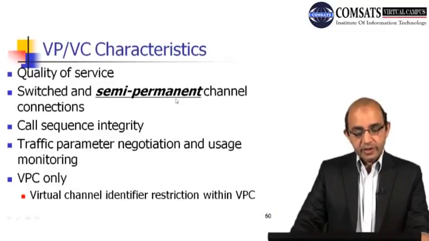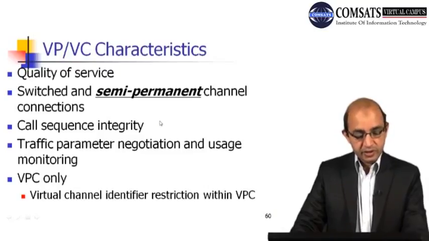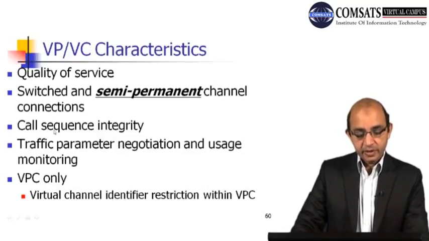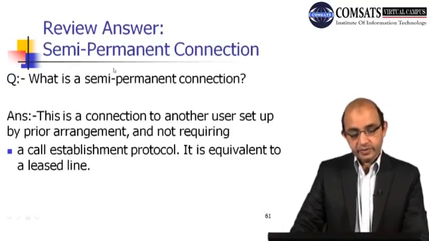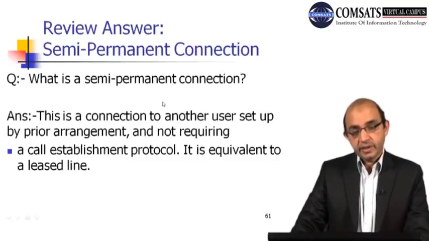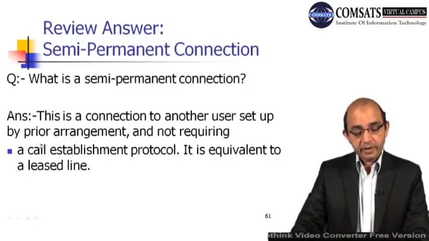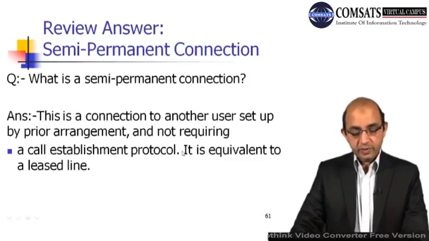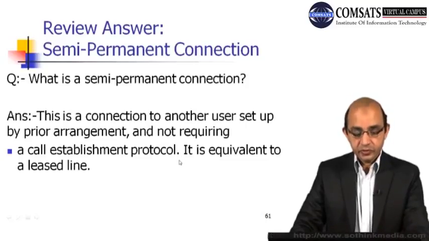Switched and semi-permanent channel connection. This is one of the characteristics of the virtual path and virtual connection, right? It's not permanent, it's semi-permanent. So here we have the answer to our review question. Semi-permanent connection is a type of connection where we have an established connection to another user, set up by prior arrangement and not requiring a call establishment protocol, right? So we don't need a call establishment protocol. It's very close to a leased line.